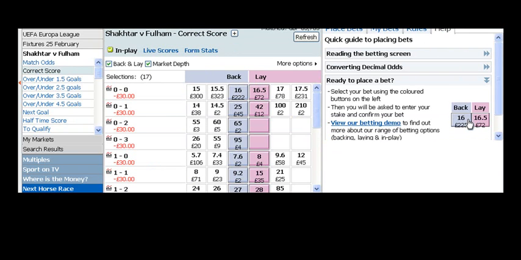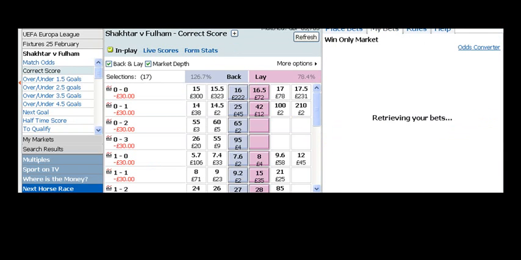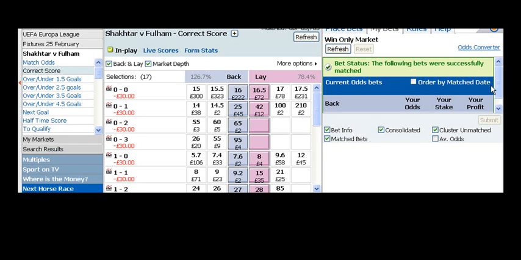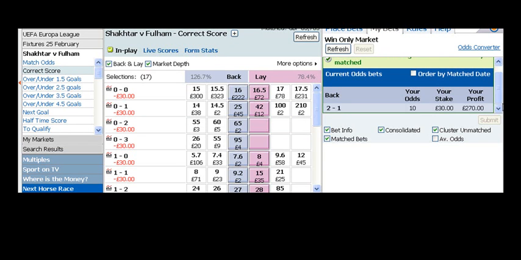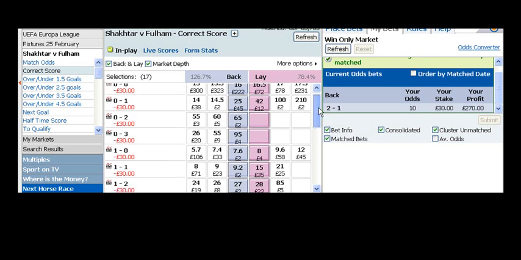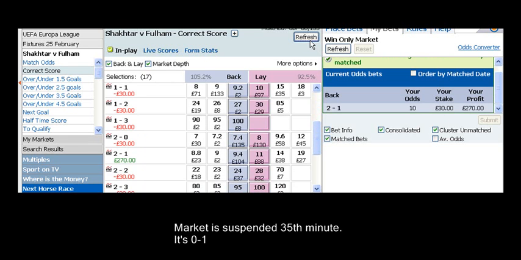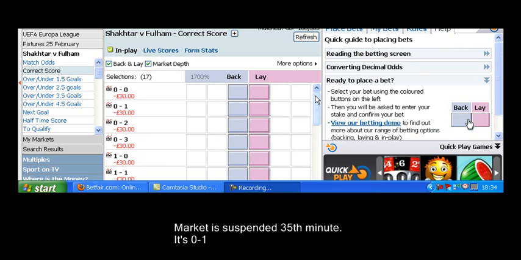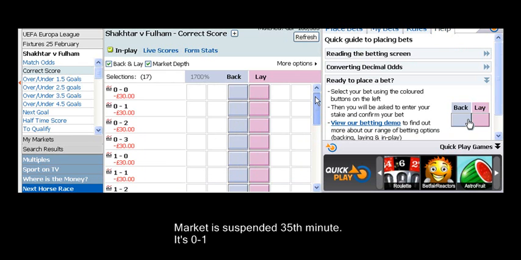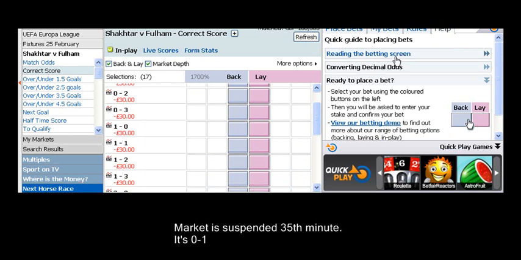The game's gone into play, but we actually backed it just before kickoff for £30 at odds of 10s, as you can see there. So our profit is £270 on the 2-1 and £30 red on everything else. Now, we're not actually taking any insurance on this because the stakes are so low, and it's for demonstration purposes.